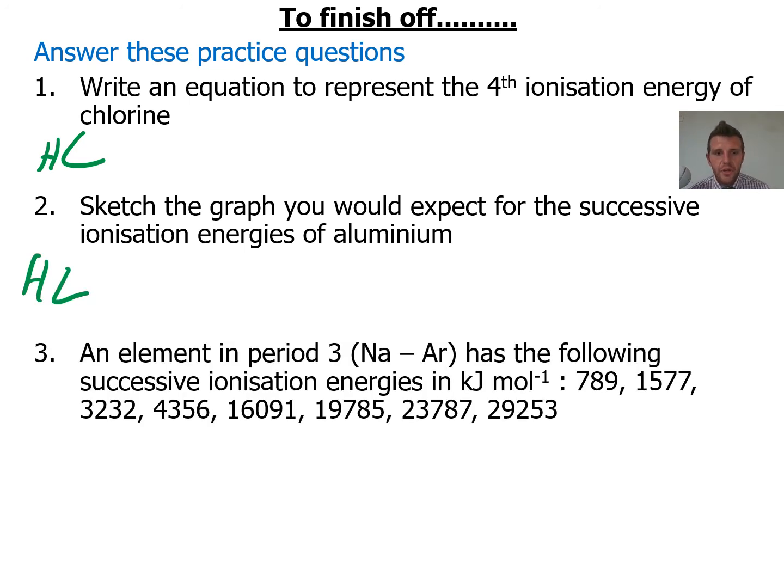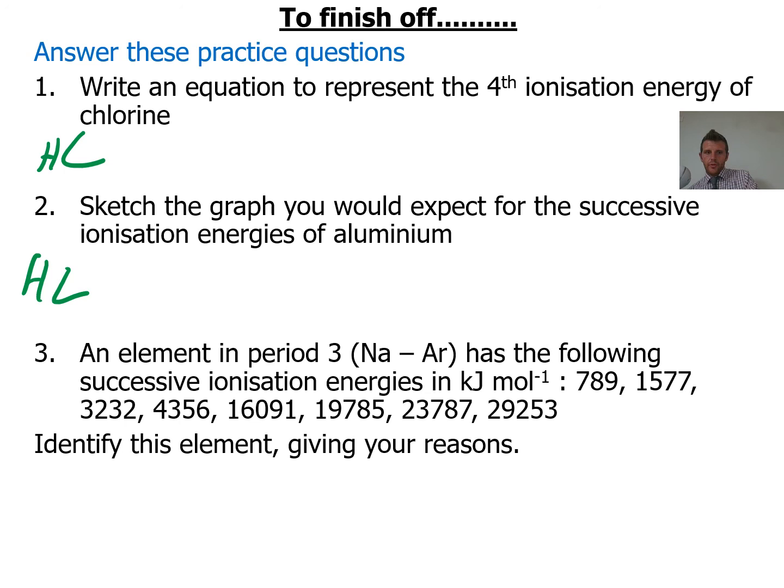An element in period 3 has the following successive ionization energies. Blah. You can read that. What group is it in is what I'm looking for then. Identify this element. This is SL chapter 3. Give it a shot at the very least if you want to, because it is chapter 3 and we are supposed to be doing chapter 2. So if you want the extra practice, go for it.